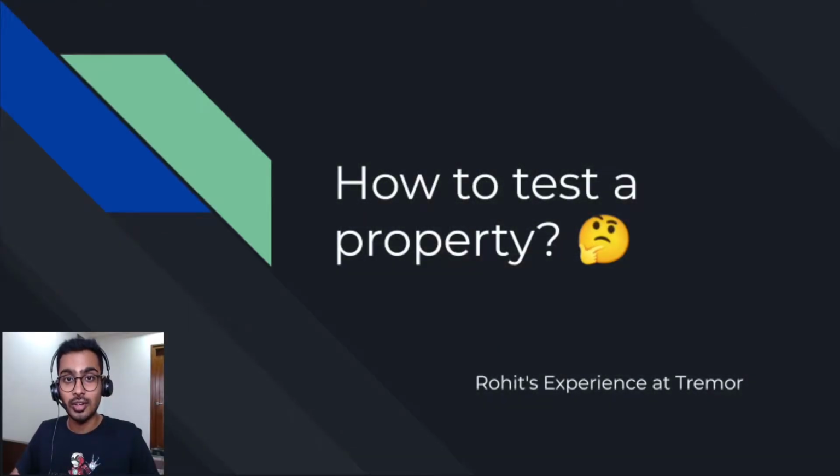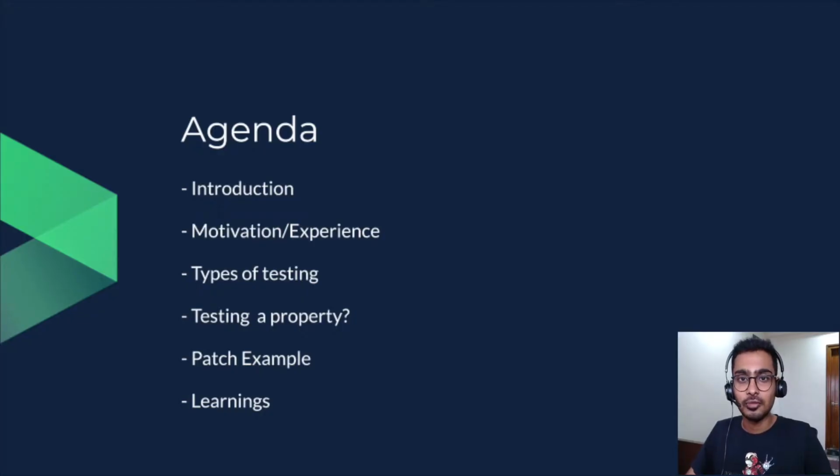Hello, everyone. Like the title says, I would like to talk about how to test a property. It might sound a little different, but I think it's a very interesting topic to talk about. Going forward, before everything, I will give a little intro about myself, then talk about my experience at Tremor, and give a brief about different types of testing and how testing is usually done, what the trade-offs are, and what can be the best approach for your use case.